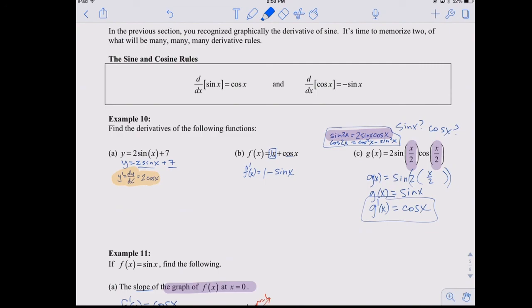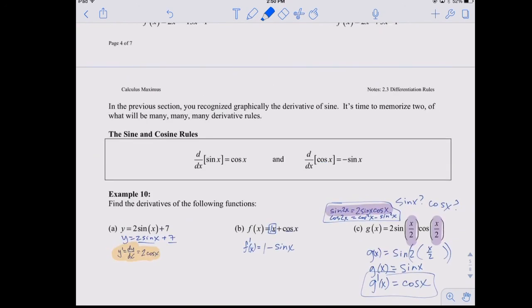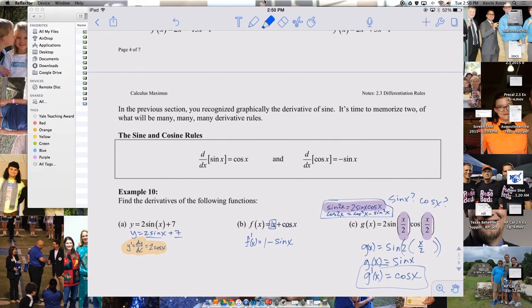So if you want, while I'm turning this recording off, go ahead and download the notes for the next section for 2.4, the product and quotient rule.